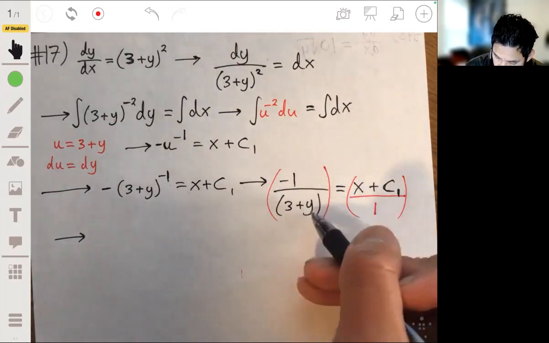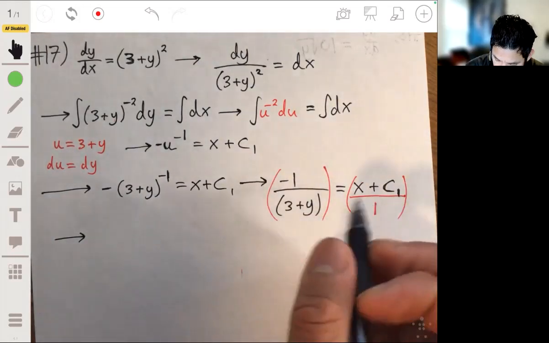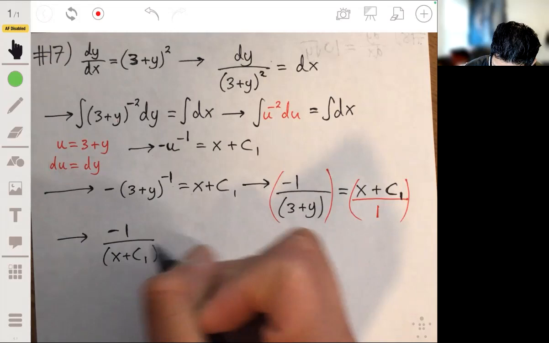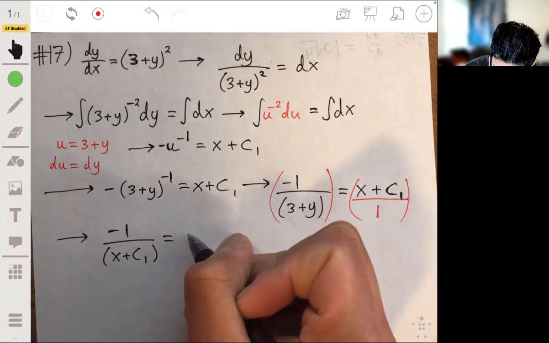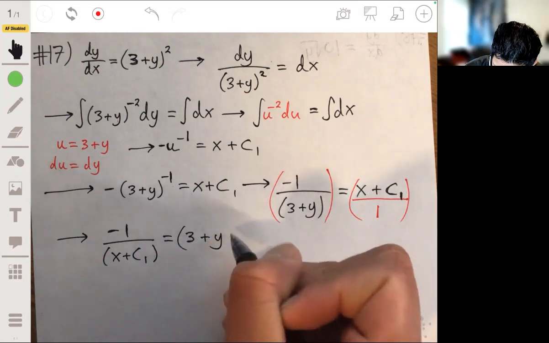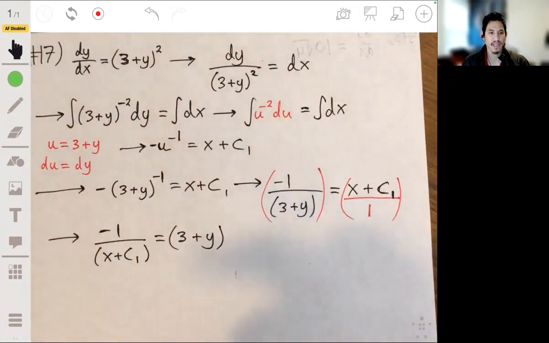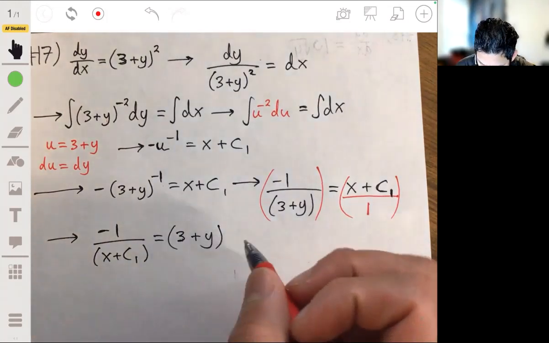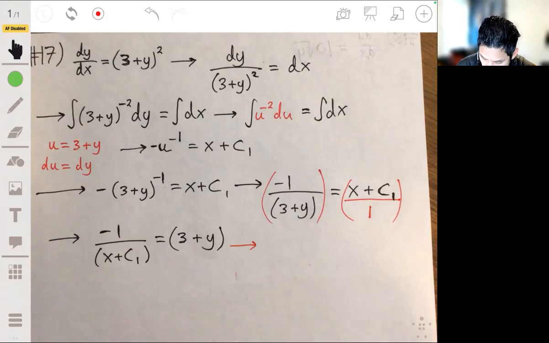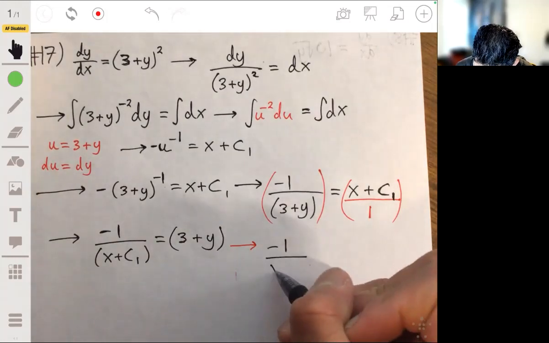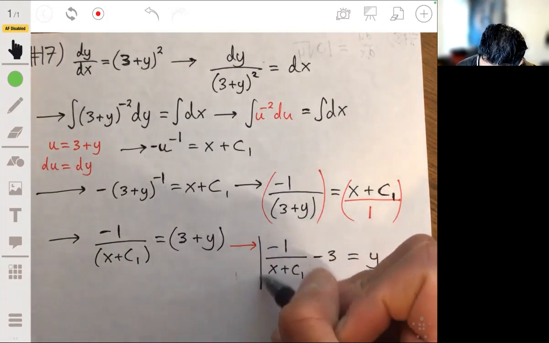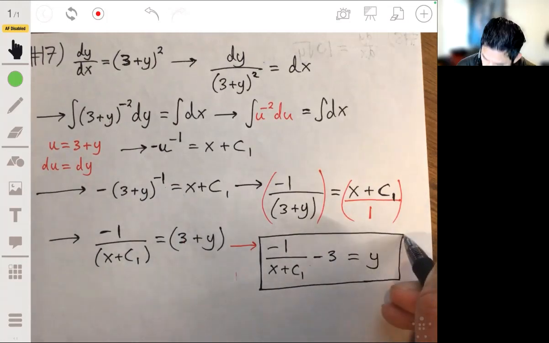So then these two groups essentially will switch places. So you get negative 1 over x plus c1 being equal to 3 plus y. I don't need to put parentheses on either of those, but just to highlight what's going on there. Then from here, I just subtract 3 from both sides. And I'll get negative 1 over x plus c1 minus 3 being equal to y. And that'll be my general solution.